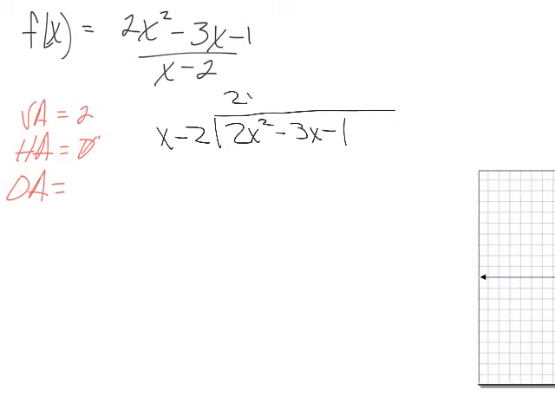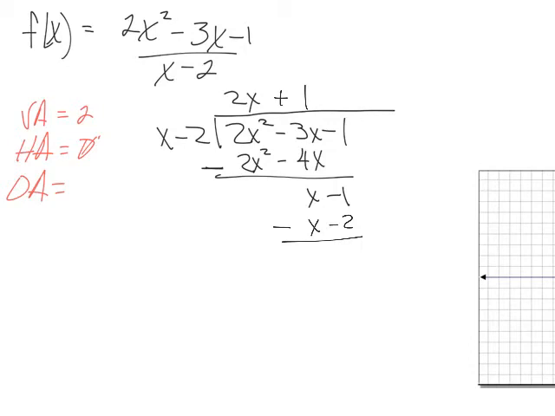x goes into 2x squared, 2x. We get 2x squared minus 4x. We subtract, and we get 1x, bring down our minus 1. x goes into this x one time. 1 times x is x, 1 times negative 2 is negative 2. We subtract. Negative 1 plus 2 is 1. So my remainder is 1 over x minus 2. Now remember what we talked about as far as the remainder is concerned.